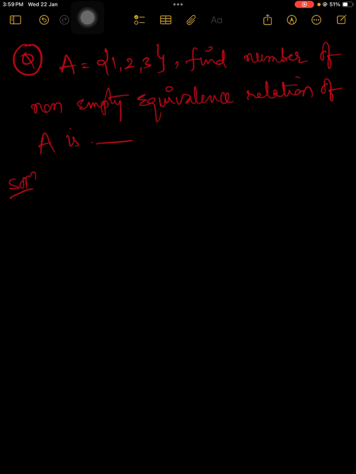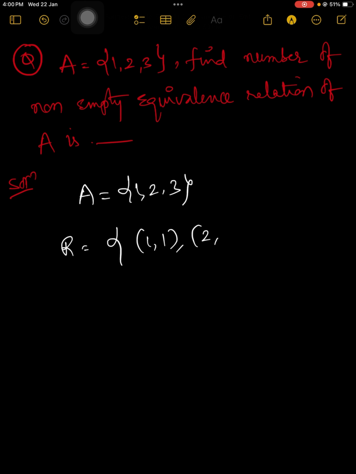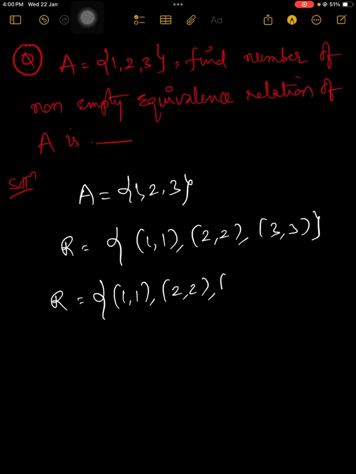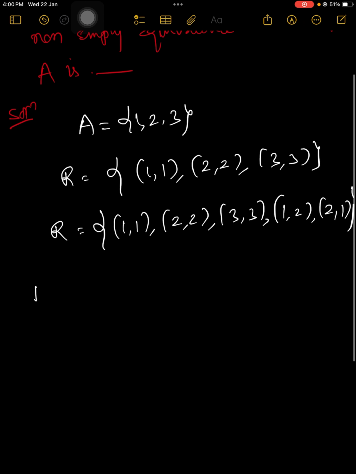The next question is, if capital A equals 1, 2, 3, find the number of non-empty equivalence relations. Non-empty equivalence relation should be, for suppose if capital A equals 1, 2, 3, then I can write one equivalence relation, that is (1,1), (2,2) and (3,3). Next, another equivalence relation I can write as (1,1), (2,2), (3,3), and for suppose if I take (1,2), (2,1), this is what we can say is an equivalence relation.